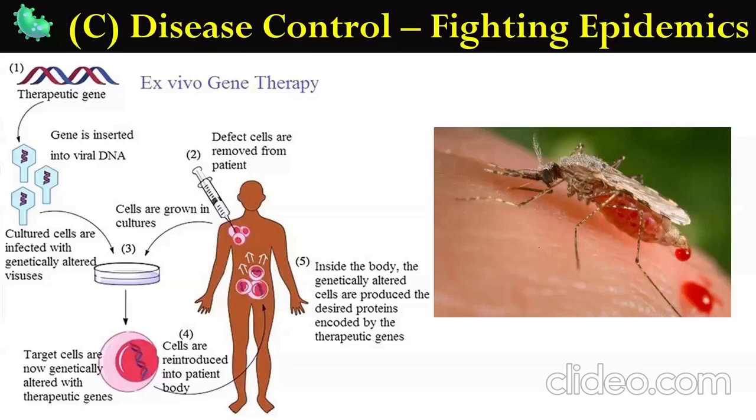Then disease control, fighting epidemics. Gene editing can control disease-carrying insects and viruses. An example is malaria. We can treat malaria through this technology, and also some virus resistance. Like other therapies, this is a patient who has defective cells. We can remove the defective cells, culture them with genetically altered therapeutic genes, then introduce them again. This is the process to cure these diseases.